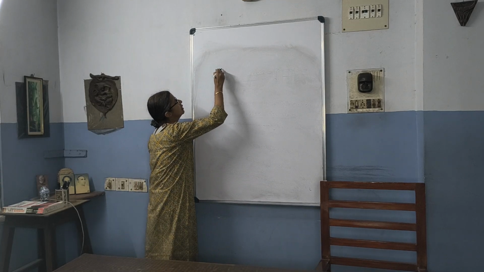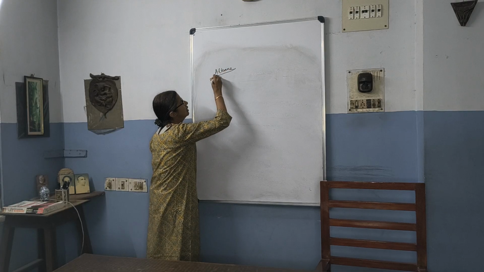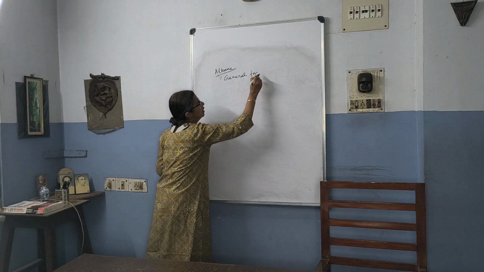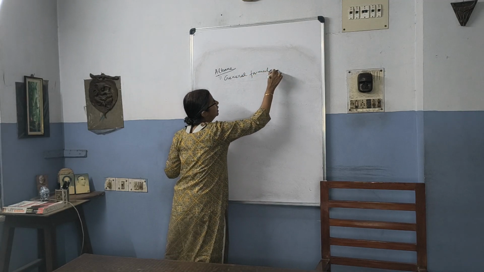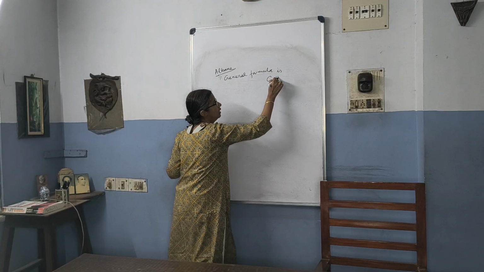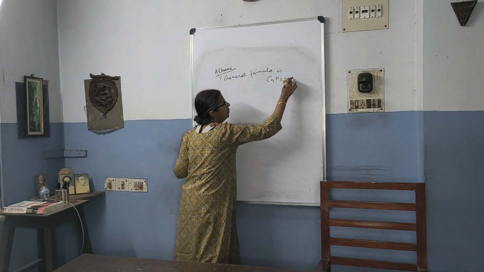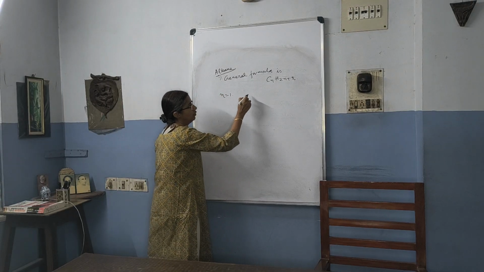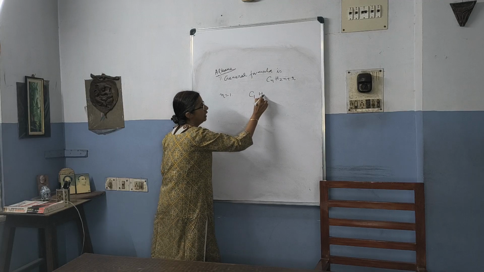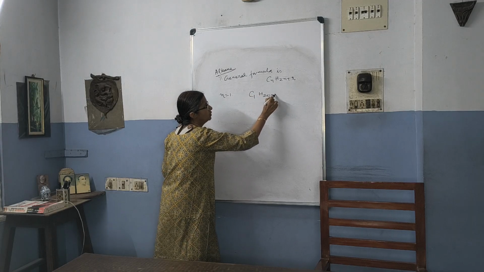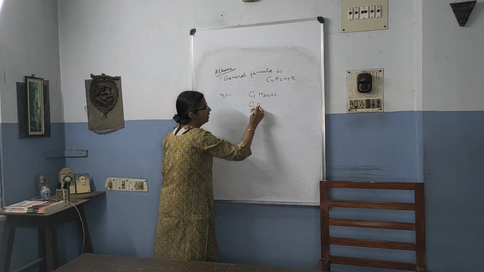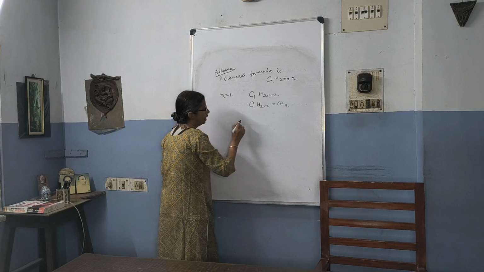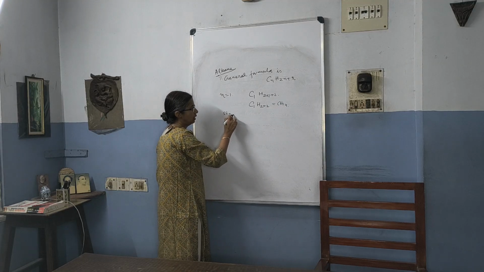Alkanes. As we know, the general formula is CnH2n plus 2. When n is equal to 1, we have C1H2 into 1 plus 2, that is C1H2 plus 2, that is CH4. Now comes the structural formula.